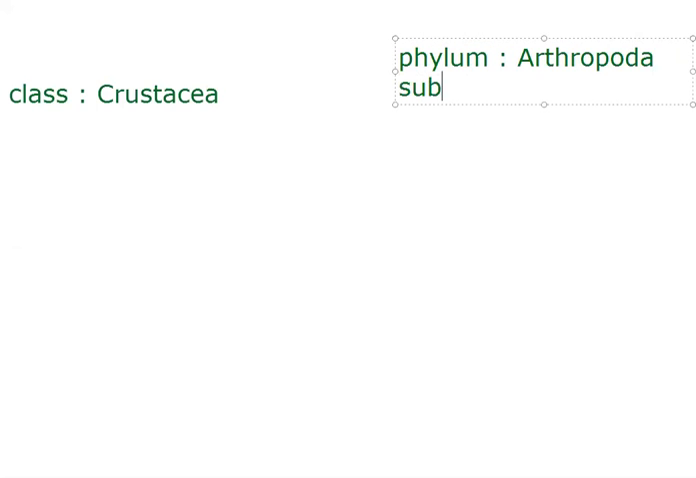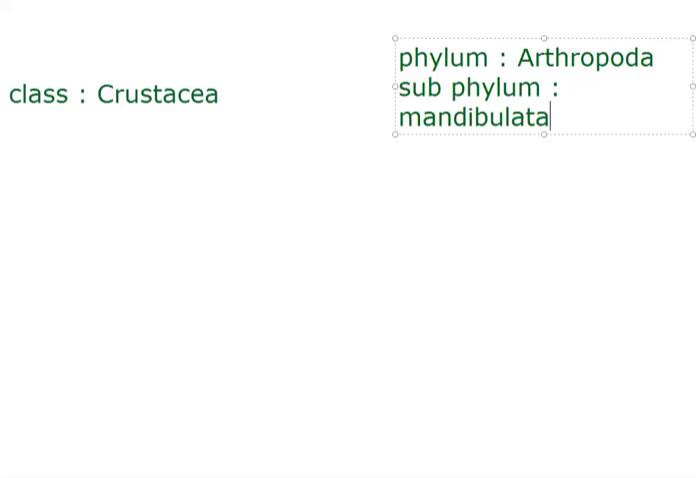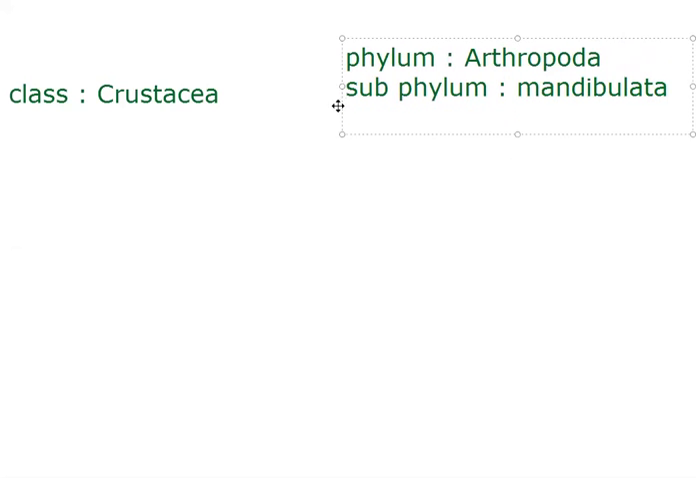Class Crustacea. Where does it belong? It belongs to phylum Arthropoda. Class Crustacea belongs to phylum Arthropoda, and subphylum Mandibulata. Not necessary while writing a 4 marks question, but just for information we are providing subphylum Mandibulata. And the class itself, the Crustacea, belongs to the phylum Arthropoda, subphylum Mandibulata.